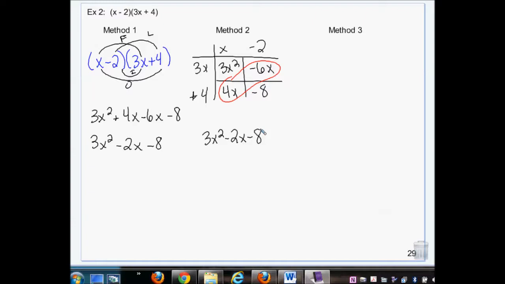Or if you like method 3, x minus 2 times 3x plus 4. Negative 2 times 4 is negative 8. x times 4 is 4x. I'm going to put in my placeholder. Negative 2 times 3x is negative 6x. x times 3x is 3x squared. And then I add straight down.